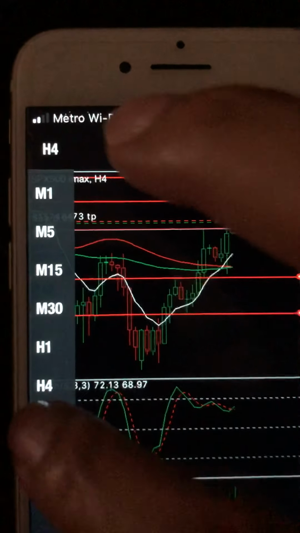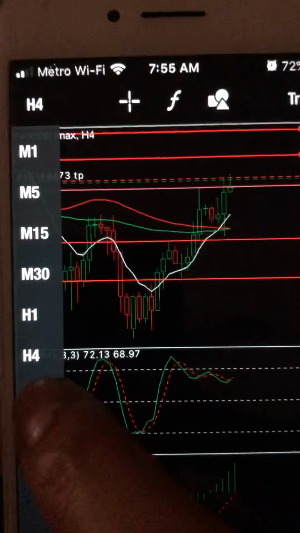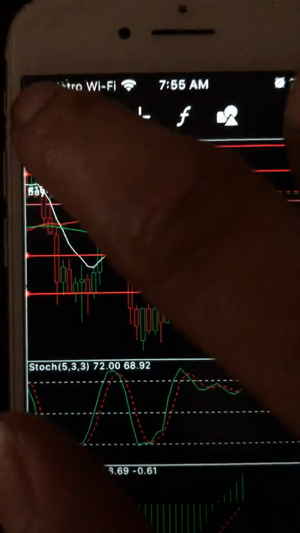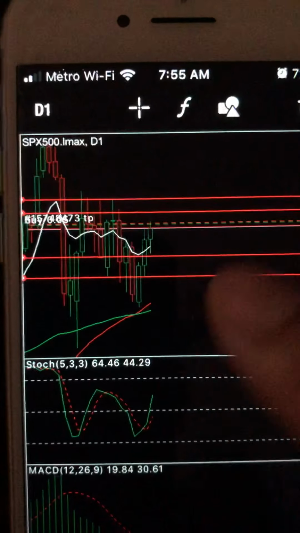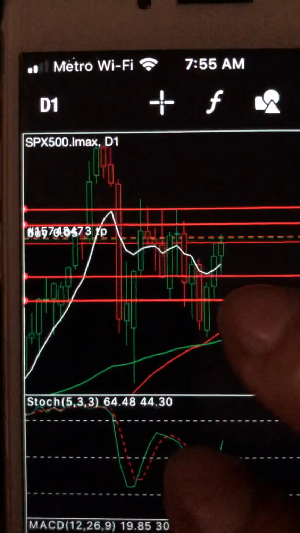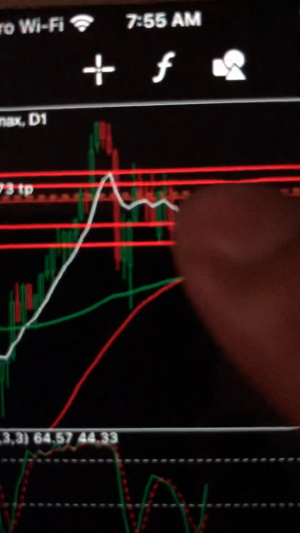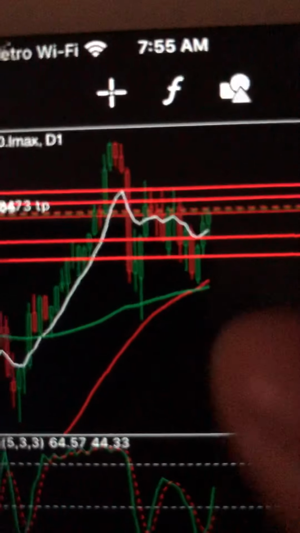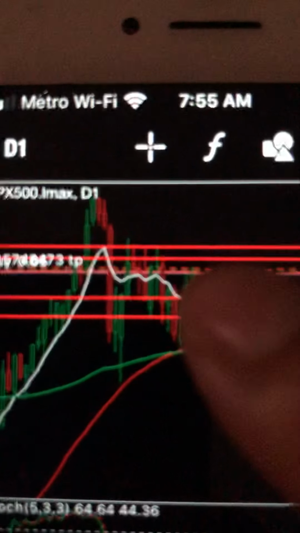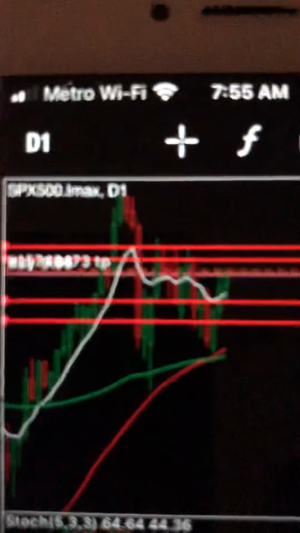Let's look on a daily chart and see how that looks. Daily. Yeah. So these are our two zones right here, between those two red lines and these two red lines. The market may range a bit or it may just shoot through support. And this is the daily.